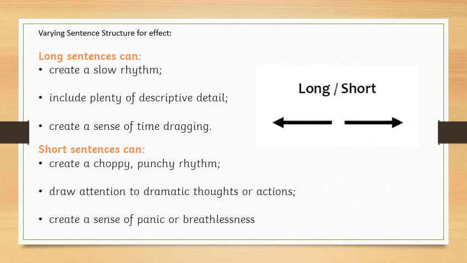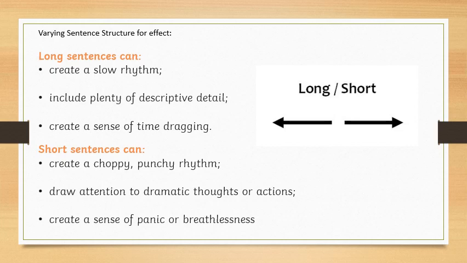Okay, so now we're going to look at how sentence structure can be varied for different effect. So remember, we have long sentences and short sentences. So longer sentences can create a slower rhythm in a story. So if you were trying to do a really nice descriptive introduction, you might use longer sentences. You can include, like I said, plenty of descriptive detail and create a sense of time dragging. So if you want the time to go slower, you would probably write longer sentences.